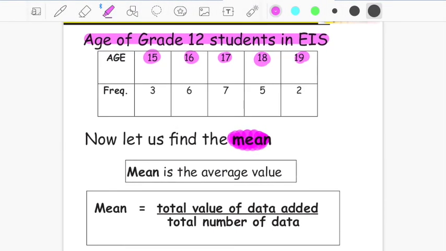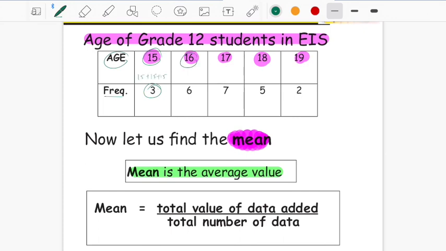All right, we're now looking at the mean. So what is the meaning of the mean? Mean means you're looking for the average value. So how do I find the mean? Okay, let's see here. You see the age groups of the people here. You have 15 years old. How many of them do you have? 3 of them. So I would have to do 15 plus 15 plus 15.